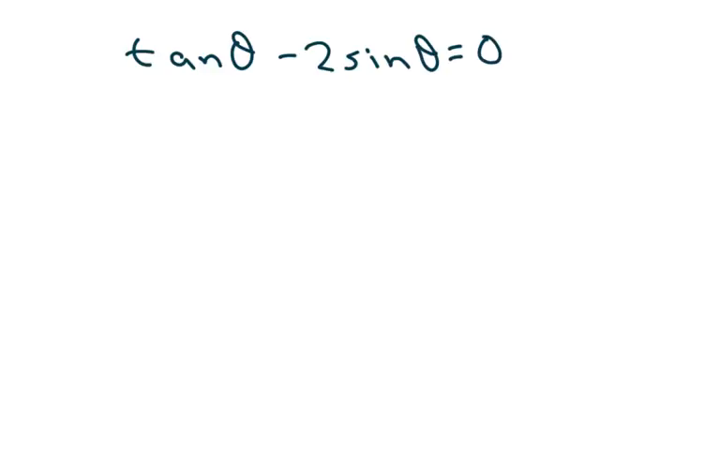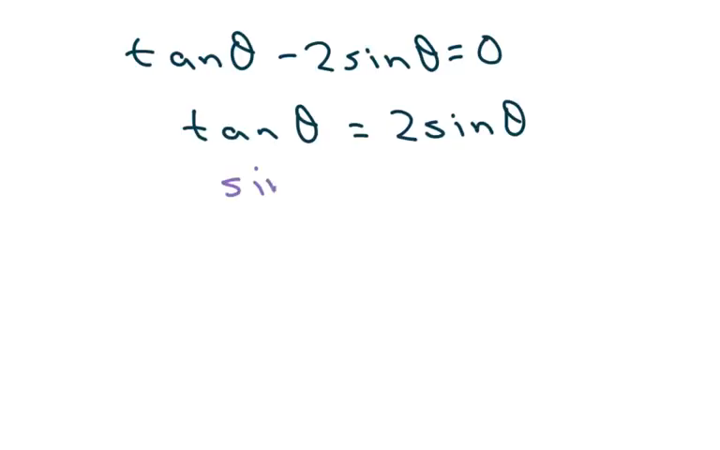And the last one we're going to do is tan of theta minus 2 sine of theta equals 0. So I'm going to write tan of theta. I'm just going to move this 2 sine of theta over here. I'm going to go ahead and write tan as sine of theta over cosine of theta.